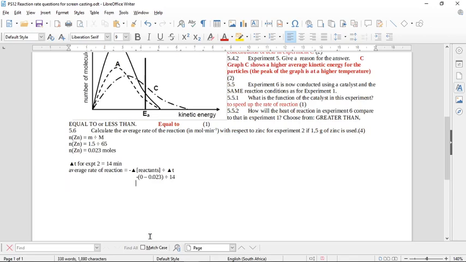Okay, so calculators, 0 minus 0.023 is negative 0.023 divided by 14. I've got here 1.64 times 10 to the power of negative 3 moles per minute, yes? And I do believe that's your final answer. Let me just format it nicely for you. So there would be my average rate of reaction. Finish and klaar.